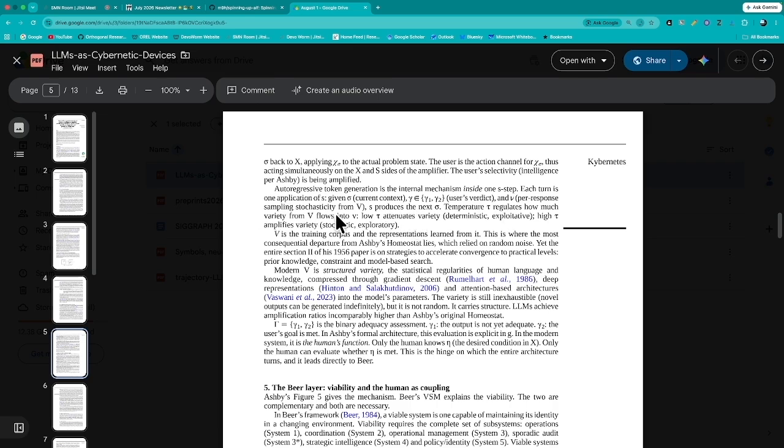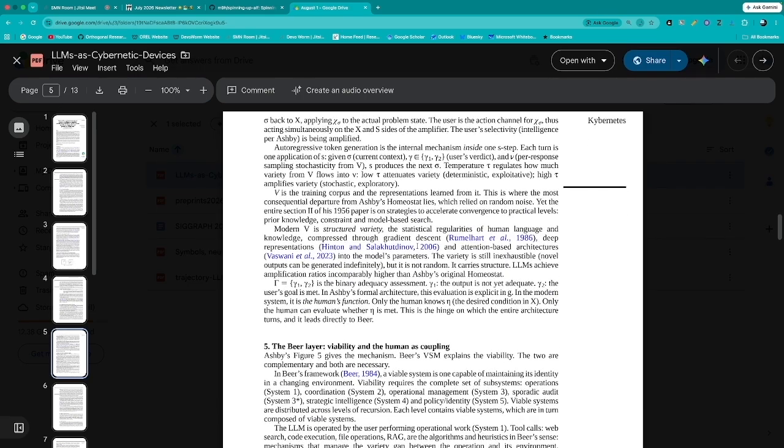If we have a deterministic system, we need to attenuate variety. If we want to exploit certain niches of knowledge, we attenuate variety. If we want to explore the world, we need to amplify variety. Large V is the training corpus and the representations learned from it, which is what I was looking for, large V. Basically, the training set and then the representations within.